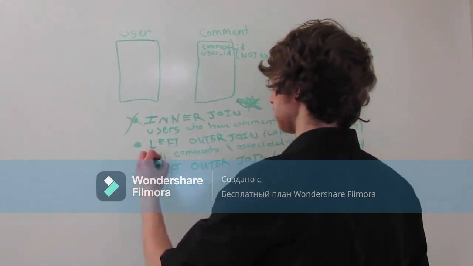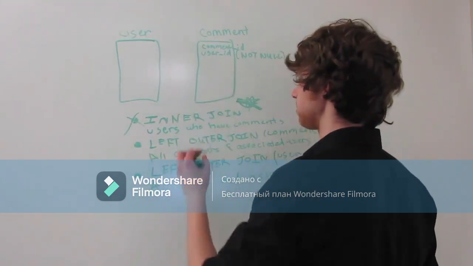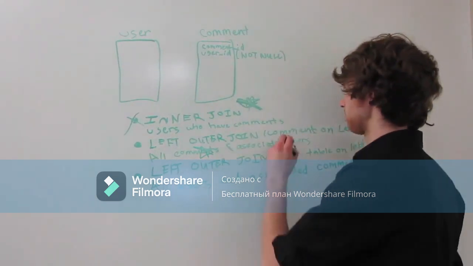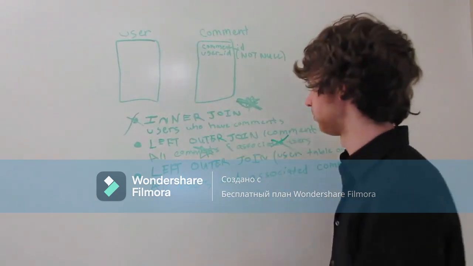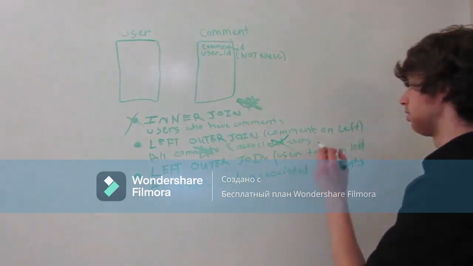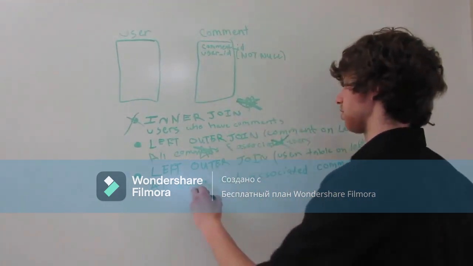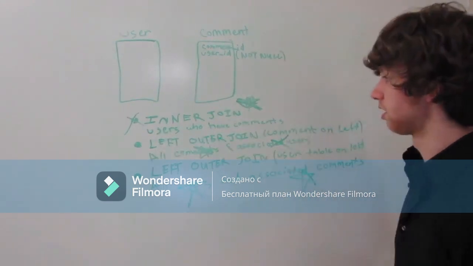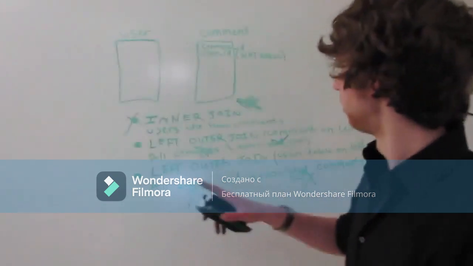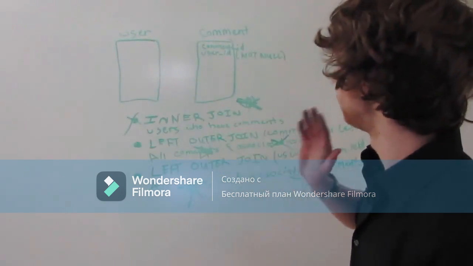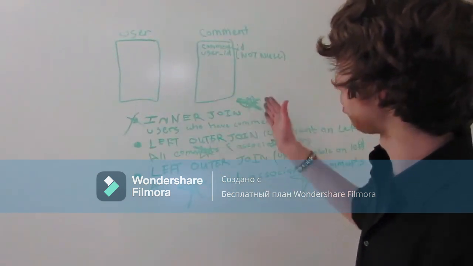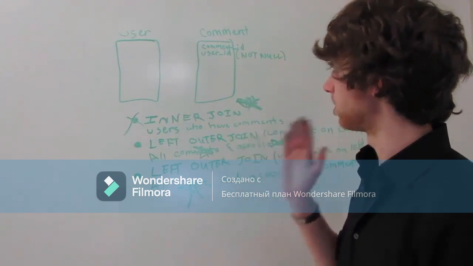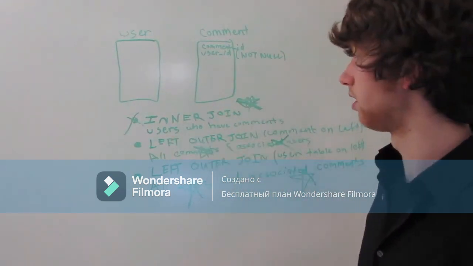Now left outer join with the comments on left returns all comments and associated users. All the comments, so on the comment side, it's going to return them all, but the users, not all of them, just part of them. Now left outer join is going to return all users and associated comments. So the first one is some users, all comments. The second one is some users, all comments. The third one is all users and all comments.